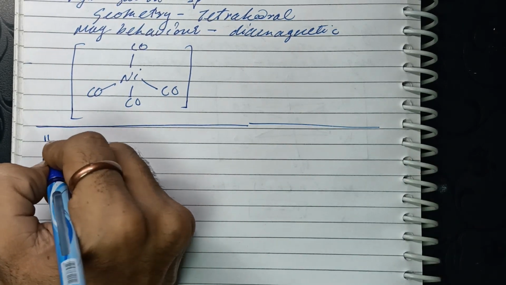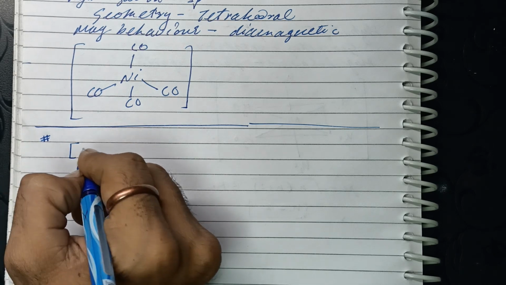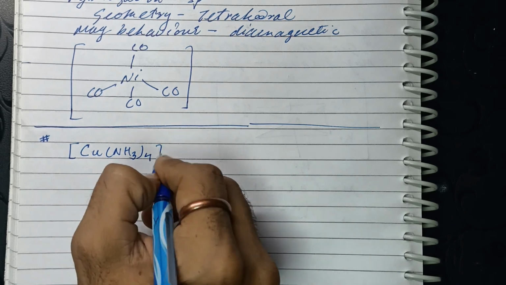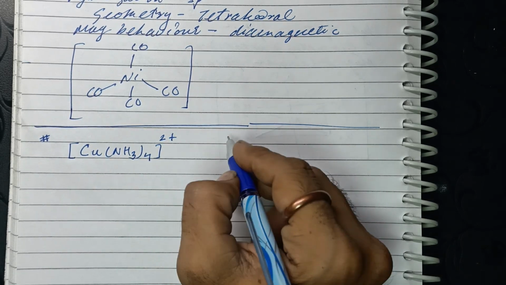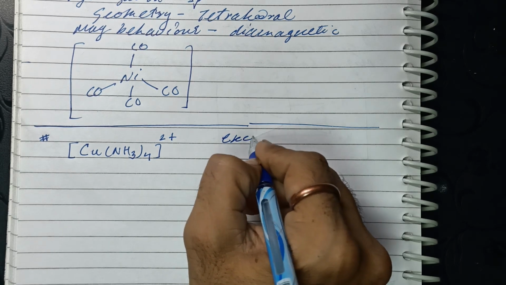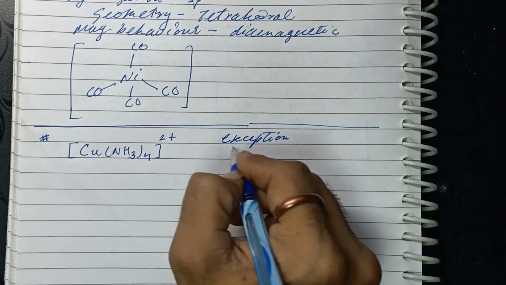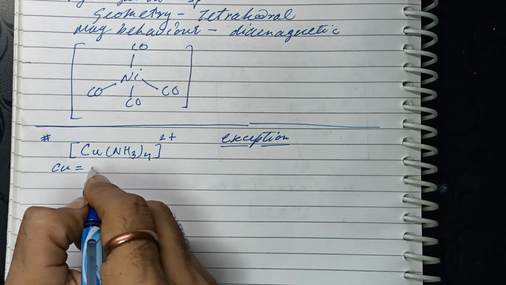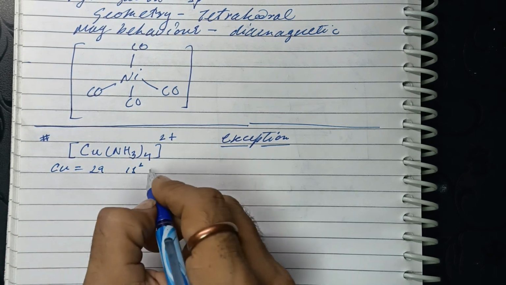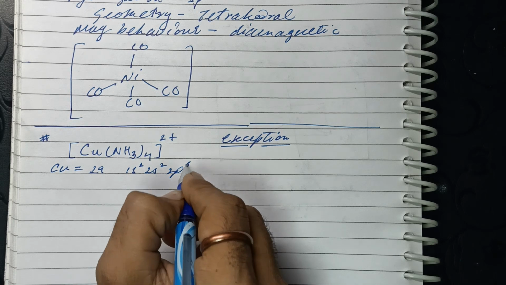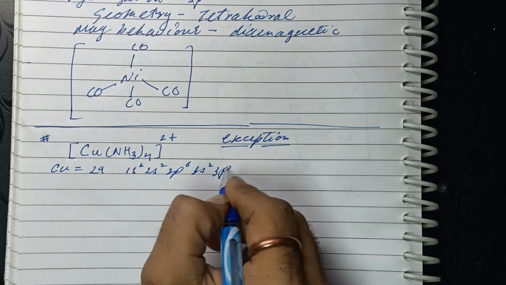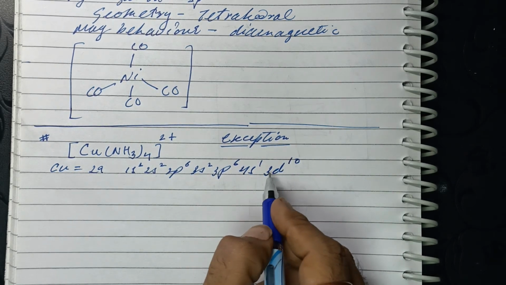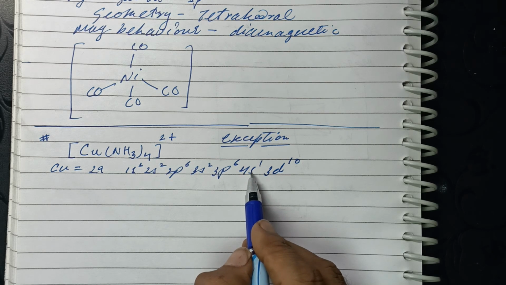Now taking another case, [Cu(NH3)4]2+. This is an exception. Copper 29: 1s2, 2s2, 2p6, 3s2, 3p6, 4s1, 3d10. As you all know, this is an exceptional case. One electron jumps from 4s to 3d.